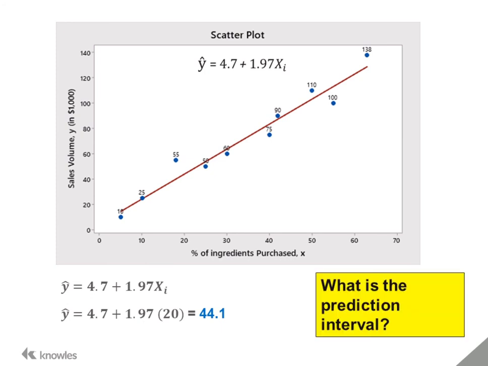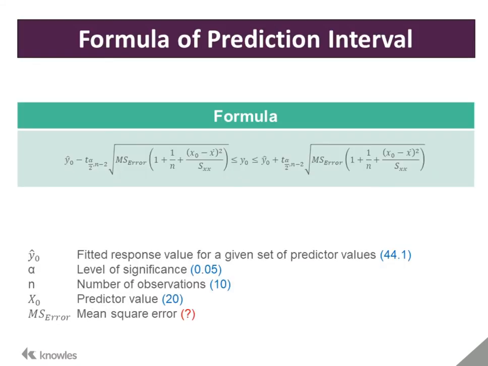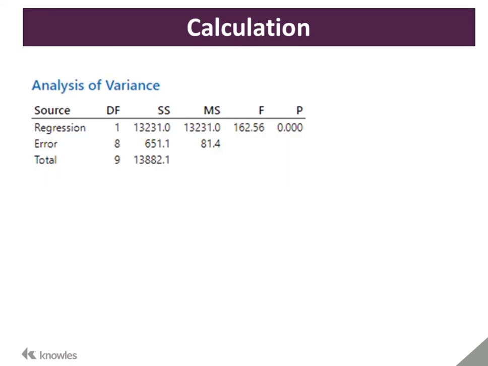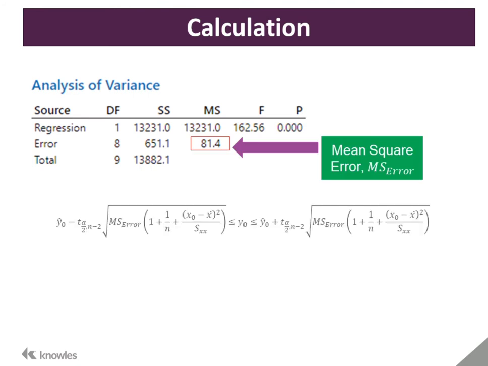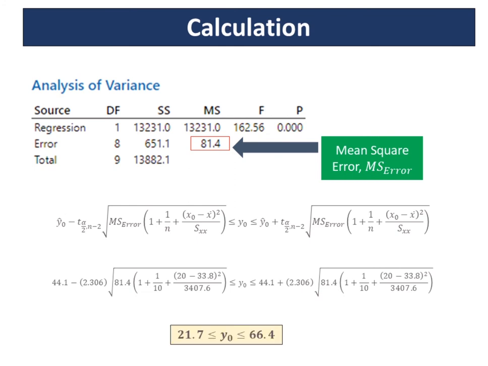Next, we will further develop the prediction interval, which represents a range that a single new observation is likely to fall given specified settings of the predictors. We have obtained the necessary information needed to calculate the prediction interval except mean square error. Based on ANOVA table in regression analysis, the mean square error is 81.4. Finally, the calculated prediction interval is between 21.7 and 66.4.